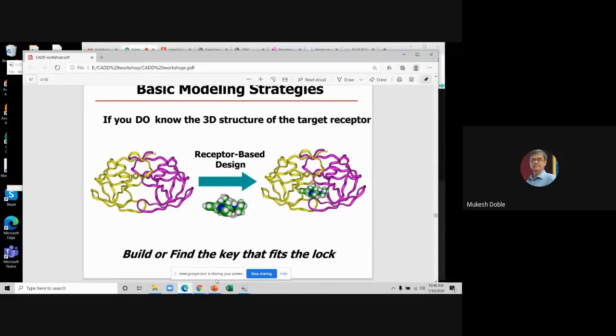like finding a key that fits the lock. So you have many keys. Some keys open very well, some keys open a little, some keys don't open at all. So throw them. So it is like that.